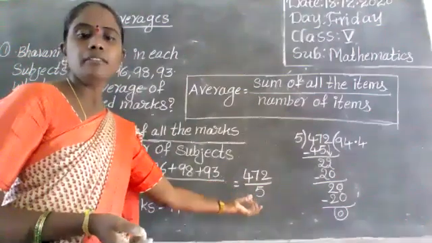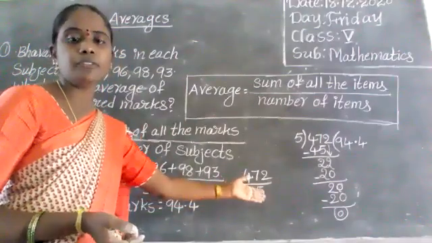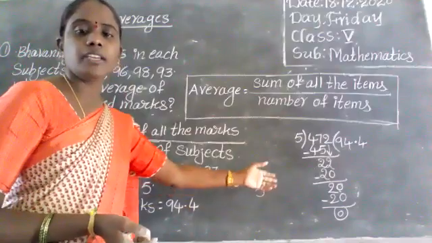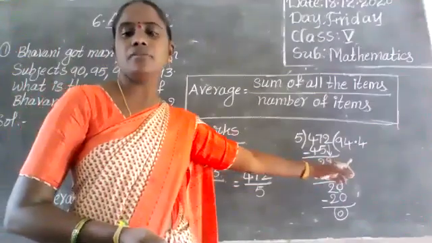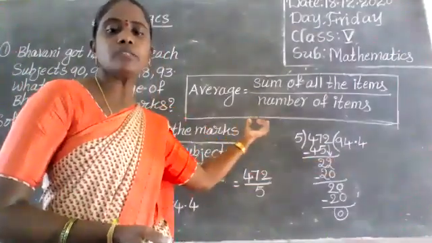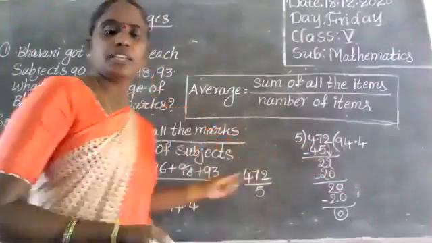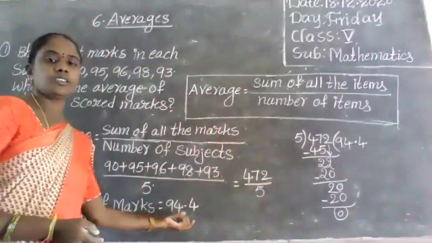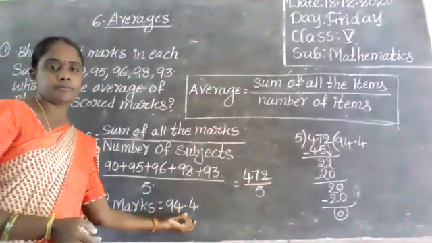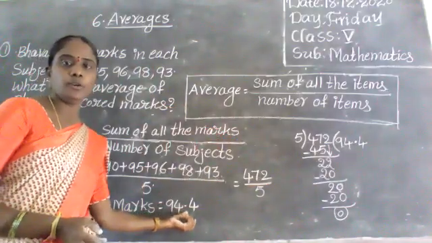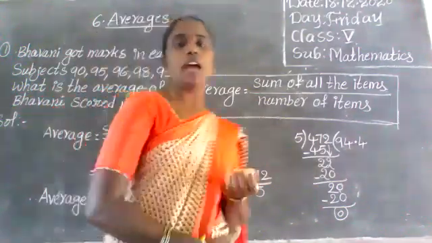472 by 5. After simplification, after division, we get the average. What is the average of these marks? Bhavani scored 94.4. She got the average of marks 94.4. Okay. I hope you understand how to find out the average.